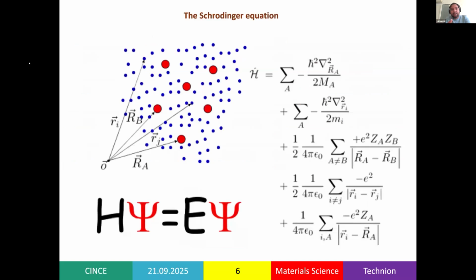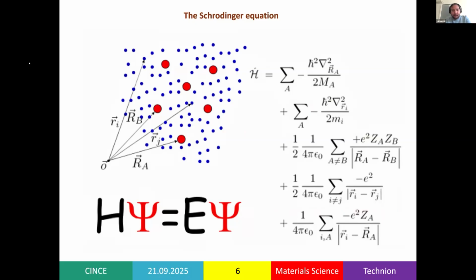This DFT starts from quantum mechanics, and that starts with the Schrodinger equation, H psi is equal to E psi. You apply a Hamiltonian on the wave function psi, that gives you the energy eigenvalue E and returns the same wave function psi. This Hamiltonian is composed of several terms and it's very mathematical.